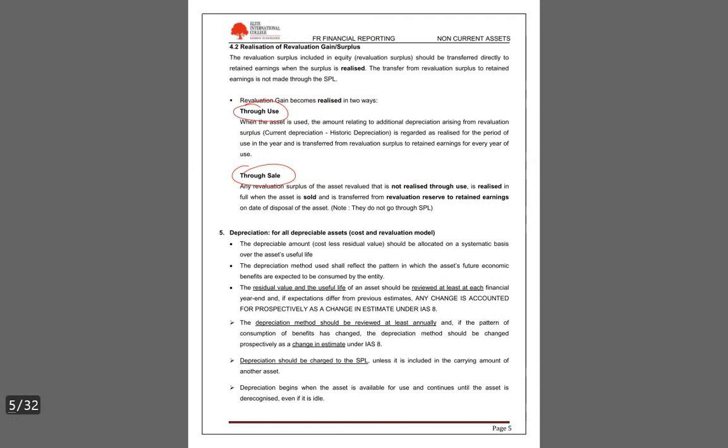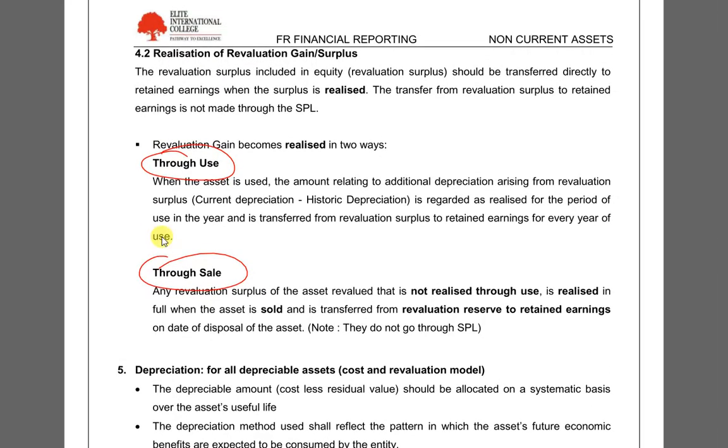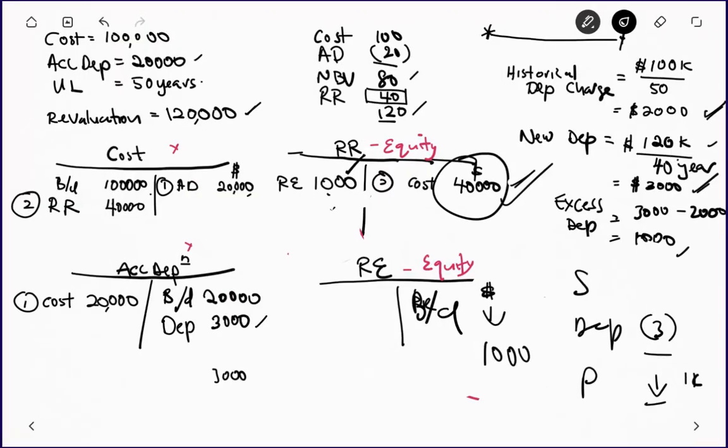So in your page 5, revaluation gain means the revaluation reserve can be realized through use; when there is excess utilization we transfer. It can also be realized when we sell. And note, they do not go through SPR. What do you mean by this? The 38,000 transfer from RR to RE is shown in the statement of changes in equity, not in the SPR. We discussed this on our very first day, when I showed you which one.